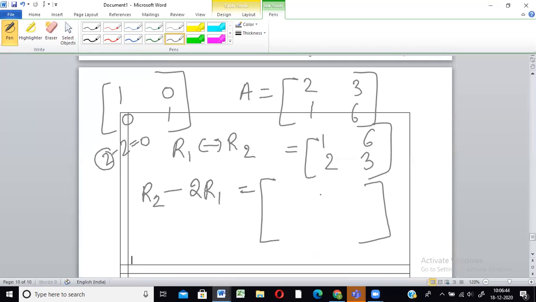Now the change, there is no change in the first row. We'll write 1 and 6 as it is. R2 is 2 minus 2 times R1. The next is 3 minus 2 times 6. So here we get 1 and 6 as it is. 2 minus 2 is 0. 3 minus 3, 6 2s are 12, right? So that's minus 9. So this is the answer that we're getting.